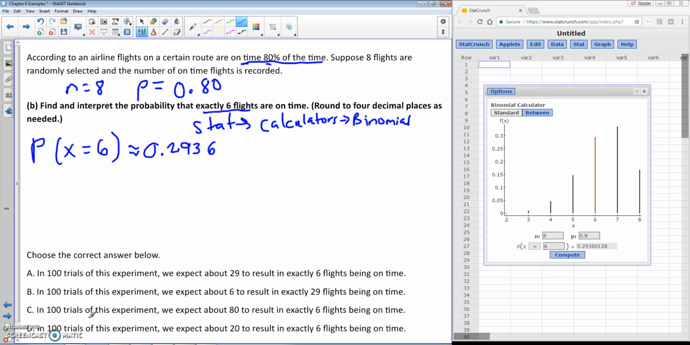And then we want to interpret here. So we're talking about out of 100 trials, I can take this and multiply it by 100. There's about 29 of them. So in 100 trials, we expect about 29 to result in exactly 6 being on time.